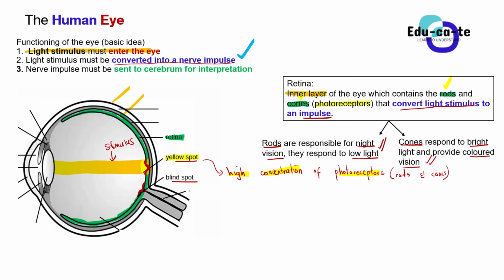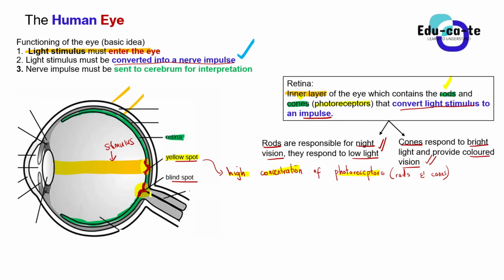It means that you will find many rods and cones at the yellow spot. Remember, the rods and cones, what is their function? To convert a light stimulus into an impulse. And now at the blind spot, it is the opposite.